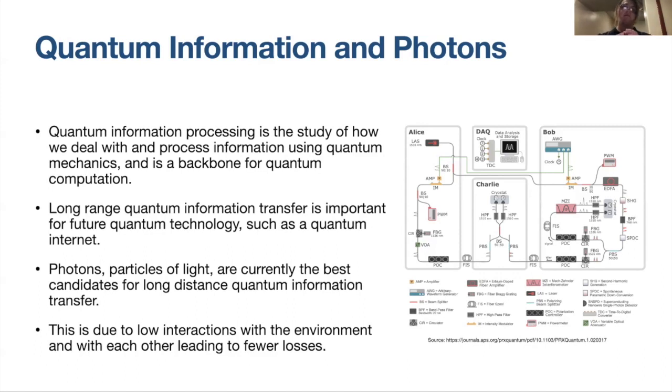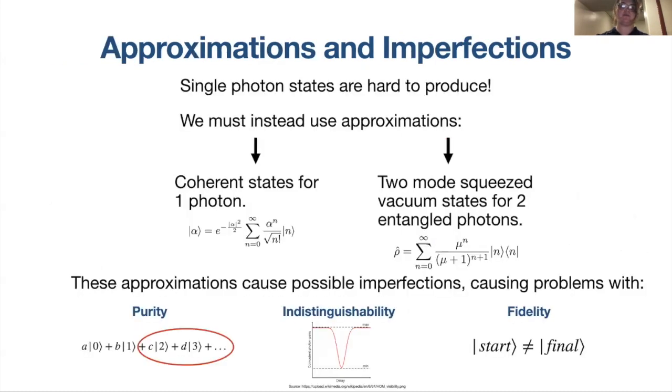For long-range quantum information transfer, single photons are currently the best candidates for long-distance quantum information transfer. They have low interactions with the environment, and they have low interactions with each other, which leads to fewer losses. However, single photon states are very hard to produce, and we must instead use approximations of these single photon states.